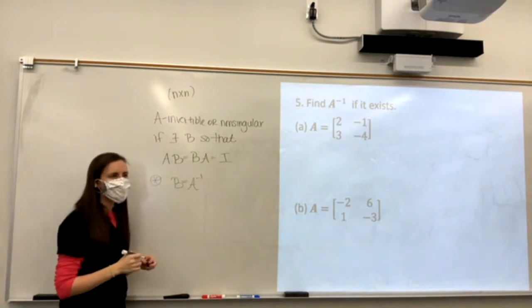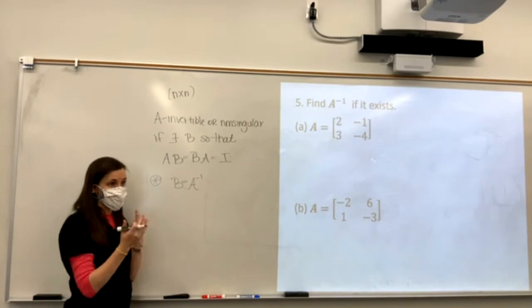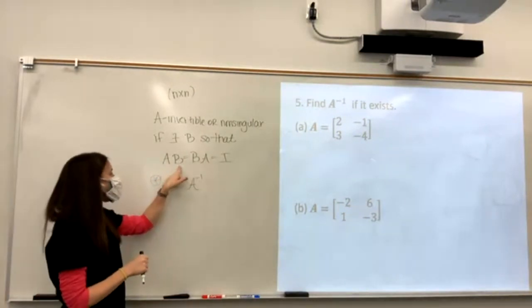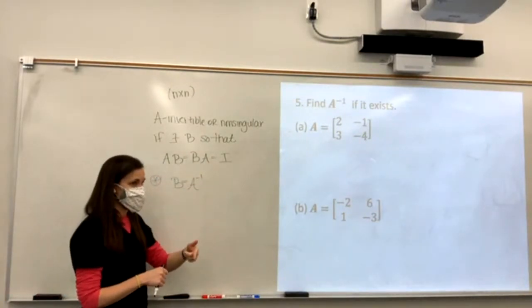Yeah, David. Is this an if and only if type relation, or is it possible to have a B that creates an inverse matrix, but it's not the inverse? No, it is not. This is the definition. You can think of it as an if and only if. If there's such a B that multiplies by A to give you the identity, then B is the inverse of A.